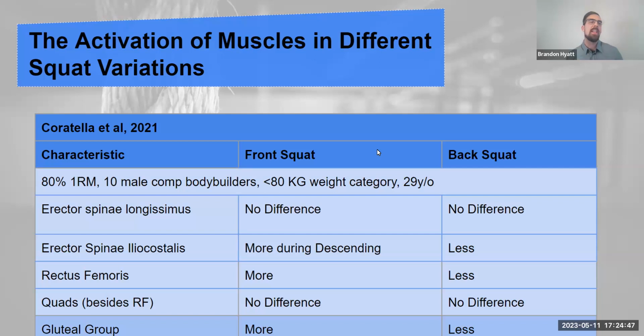And notice they're doing 80% of a 1 rep max. I think results would be different if they were, say, doing 10 reps at like 80% or something like that. It's going to change. So we always have to consider these variables.